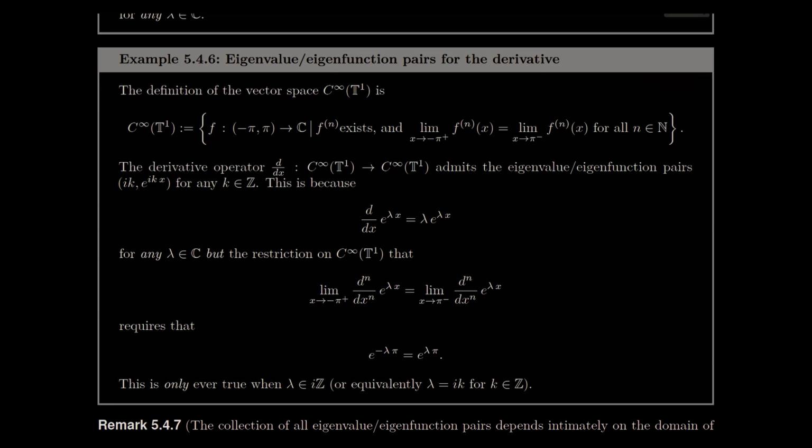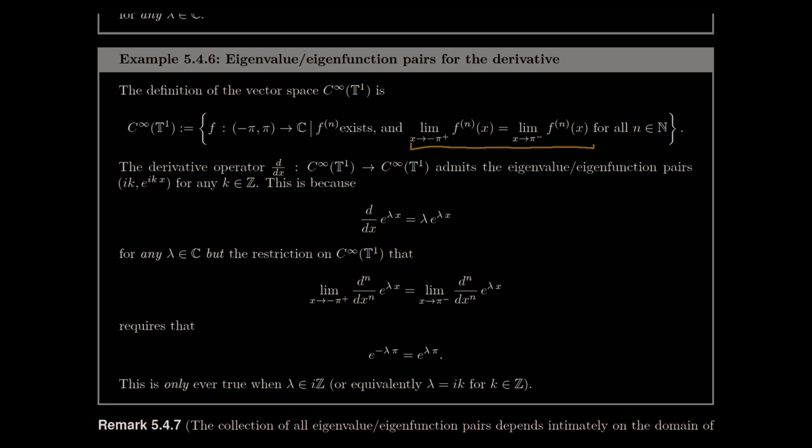So what is this space? It's just the space where all derivatives exist. That's the infinity part. But because we're endowed with periodicity on -pi and pi, what we need is that the limit as x goes to -pi of all of our derivatives to be the same as the limit as x goes to pi of all of our derivatives.